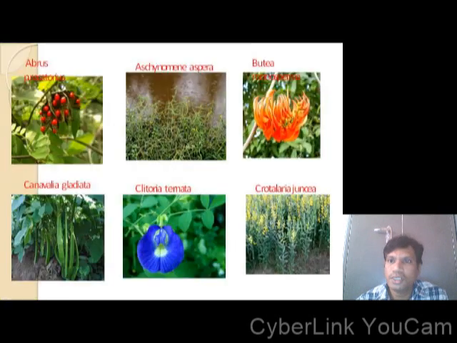I will show some examples. This is Abrus precatorius, Guruvinda in Telugu. This is Aeschynomene aspera, which is a hydrophyte. This is Butea monosperma, which we call the flame of the forest. This is Canavalia gladiata, known in Telugu as Tammakaya. This is Clitoria ternatea, Shankupushpi. This is Crotalaria juncea. In Telugu we know it as Janumu.